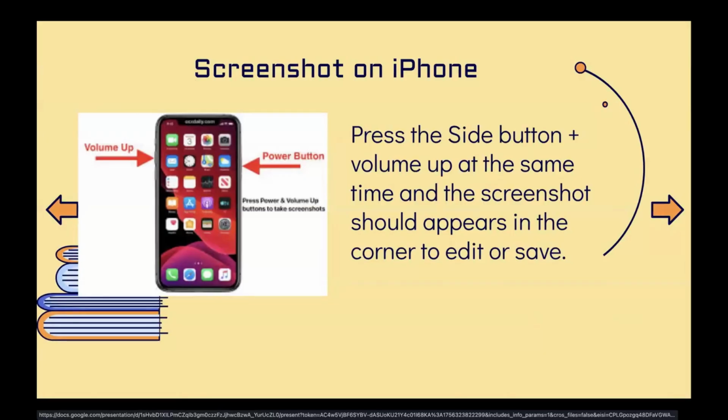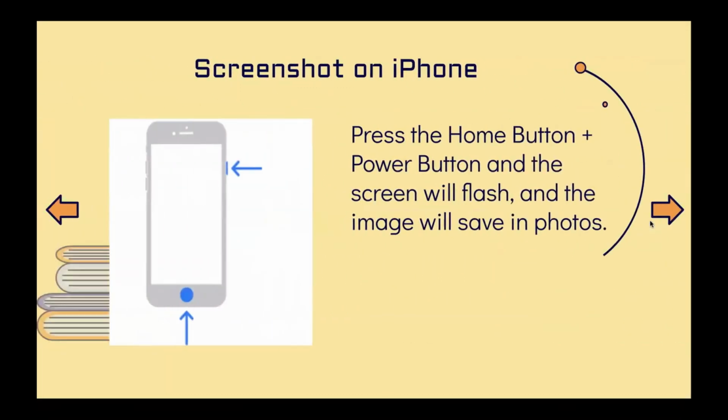Screenshot on your iPhone. Press the side button plus volume up at the same time, and the screenshot should appear in the corner to edit or save. Another way, this is for older iPhone models: press the home button plus power button, and the screen will flash, and the image will save in photos.